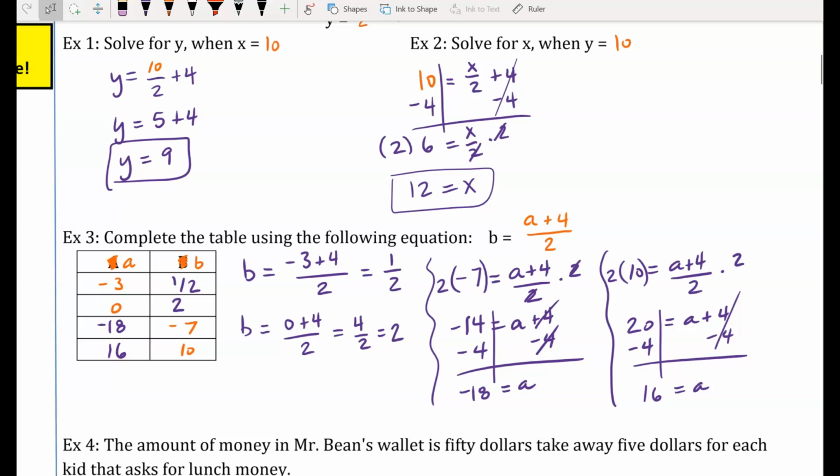You should have gotten a value of 16 for a when b is equal to 10. Make sure that you filled in the table. Did you notice that the steps that you used to solve for a were the same steps that we used in the previous row?